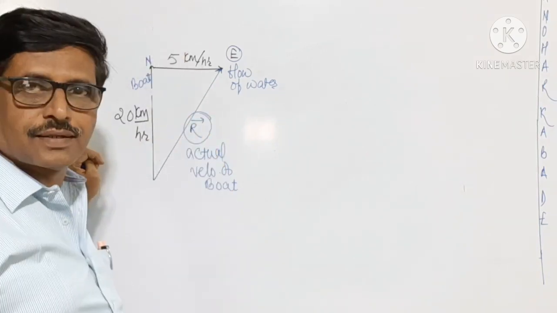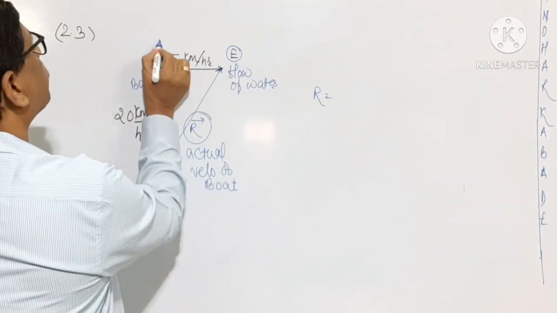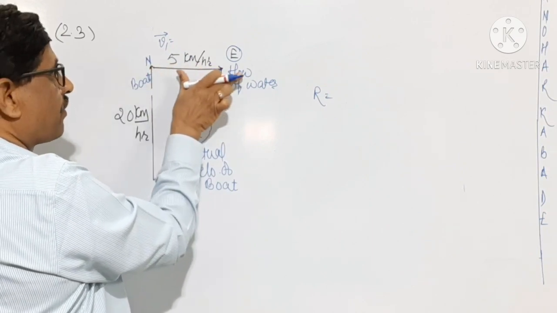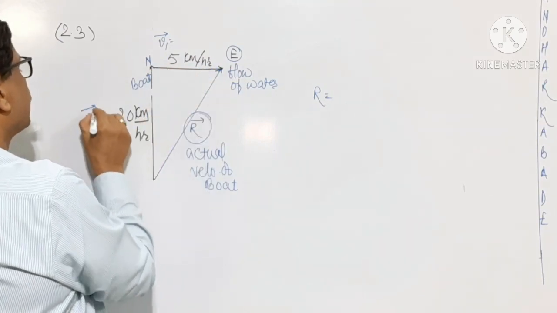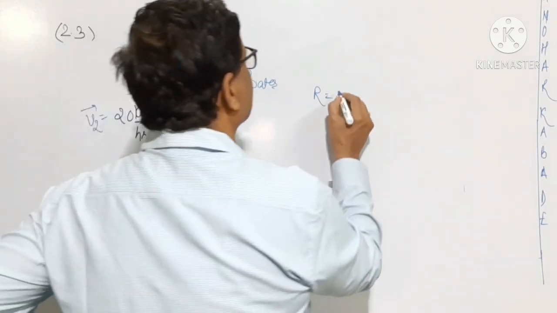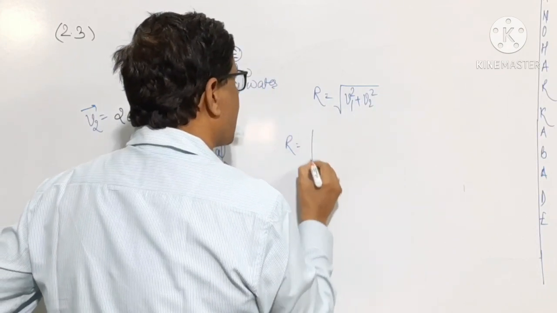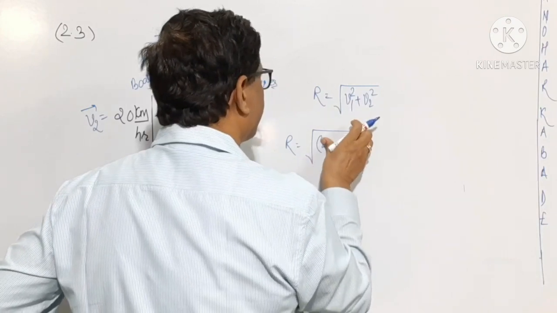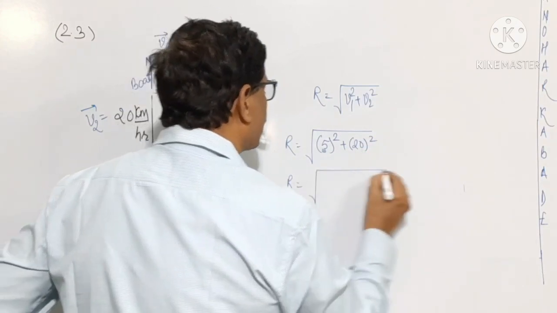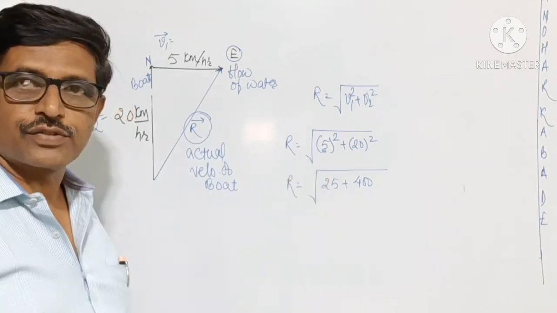From this figure, the resultant of this will be vector r. I will call v1 the velocity with which the water flows in the river, and v2 the velocity with which the boat is moving. The resultant of these two perpendicular vectors, vector r, is equal to the square root of v1 square plus v2 square. Therefore r is equal to the square root of 5 square plus 20 square, which is the square root of 25 plus 400.